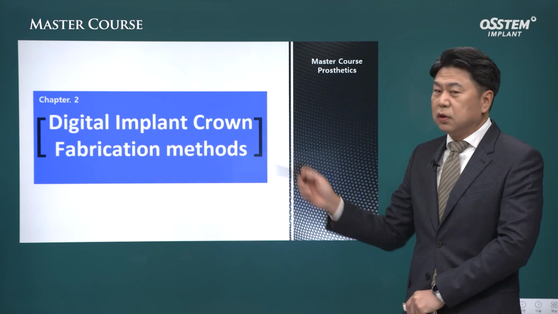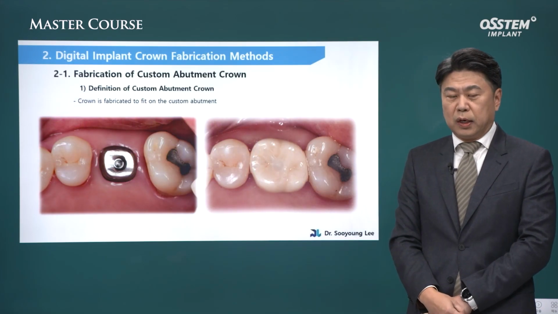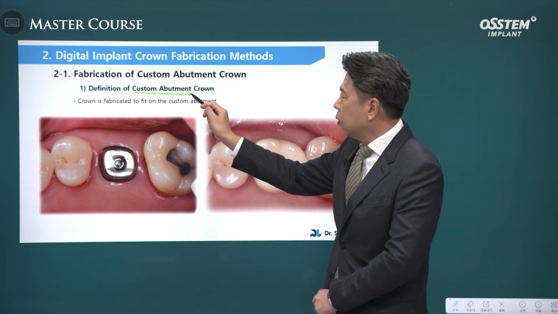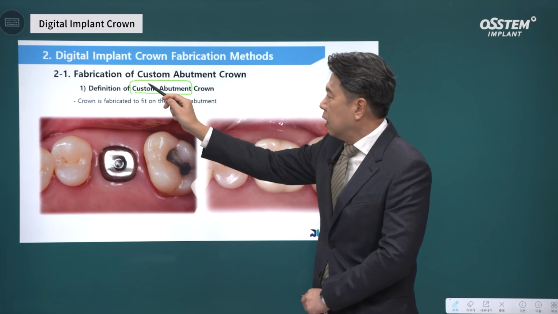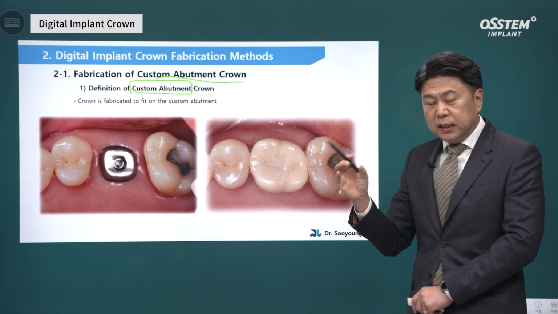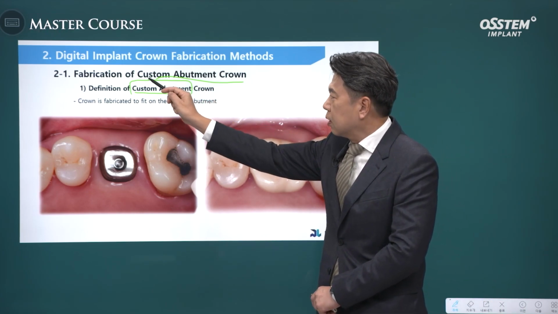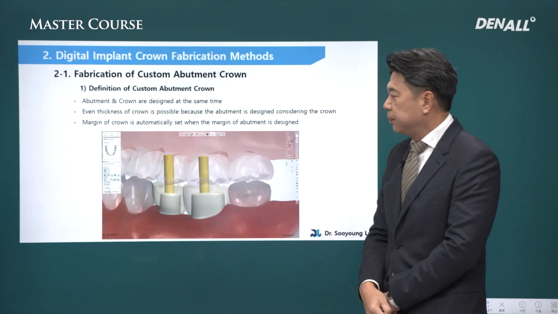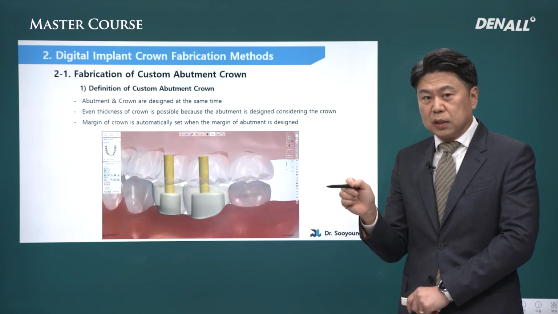Digital implant crown fabrication methods. Brief introduction. There are two ways. First, a custom abutment is fabricated and over it, a crown is put on. And that's called a custom abutment crown. The term was coined for our easy understanding. The digital implant crown: over a custom abutment, a crown is put on. This and the medium scan body should be used for custom abutments.